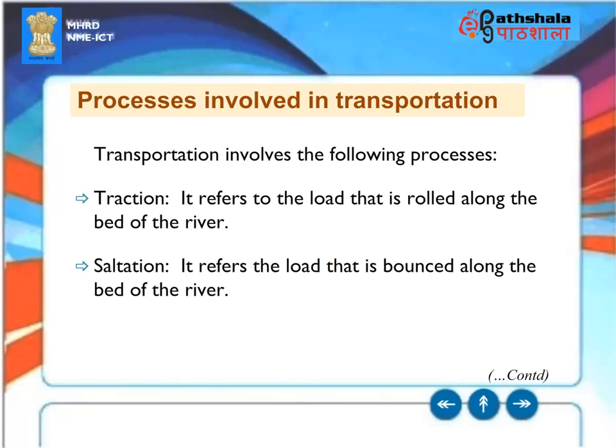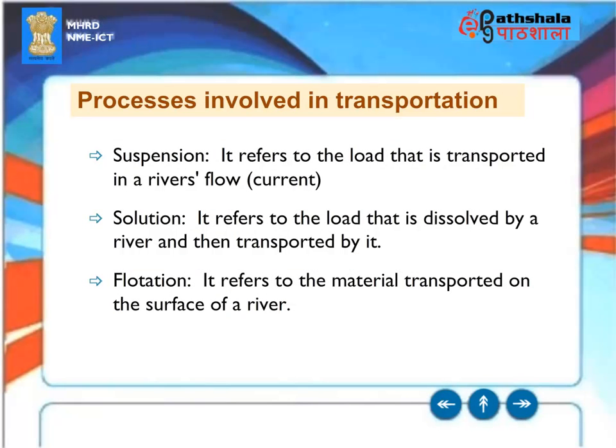Processes involved in transportation. Transportation involves the following processes. Traction. It refers to the load that is rolled along the bed of the river. Saltation. It refers to the load that is bounced along the bed of the river. Suspension. It refers to the load that is transported in a river's flow or current. Solution. It refers to the load that is dissolved by a river and then transported by it. Flotation refers to the material transported on the surface of a river.